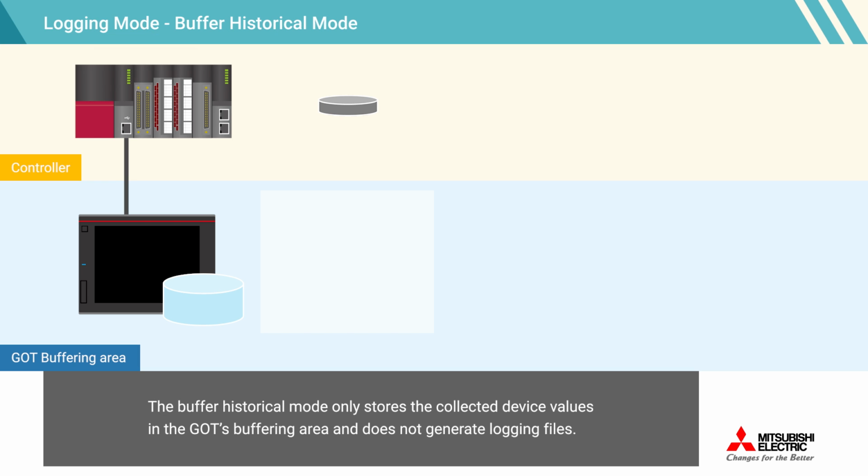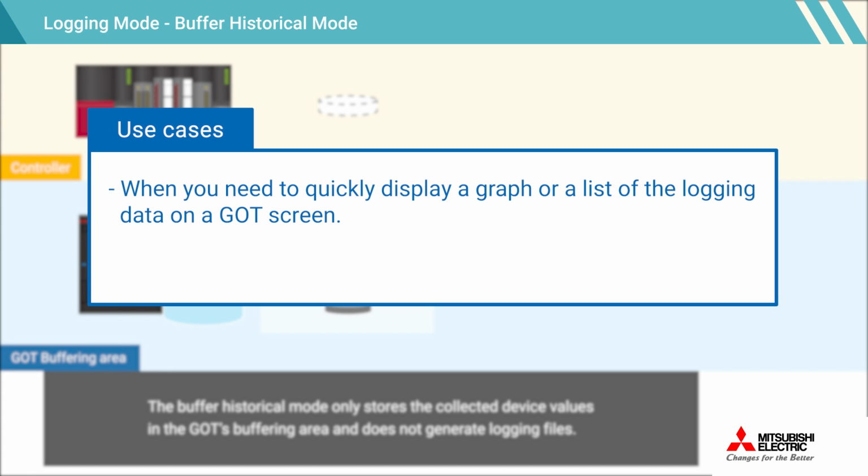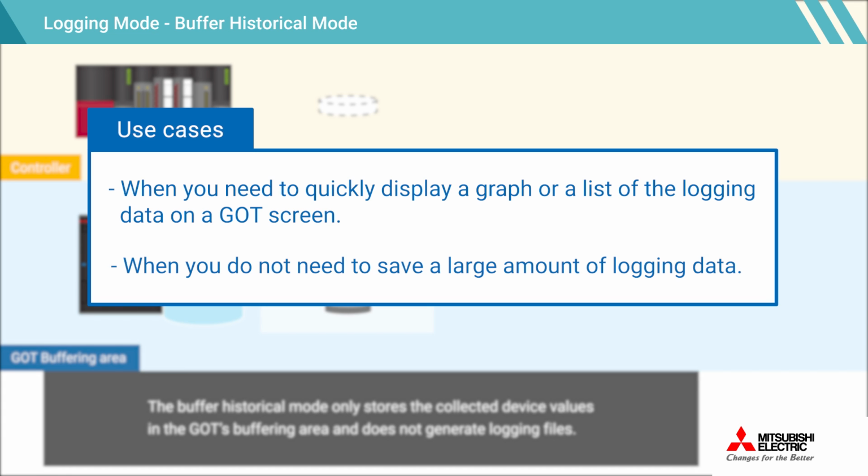The buffer historical mode only stores the collected device values in the GOT's buffering area and does not generate logging files. Since the buffer historical mode does not generate logging files, it is a suitable choice when you want to show a graph or list of the logging data quickly, or when you do not need to store a large amount of logging data.